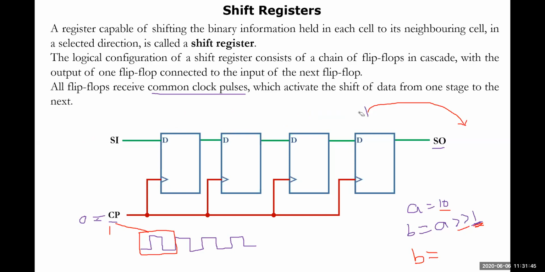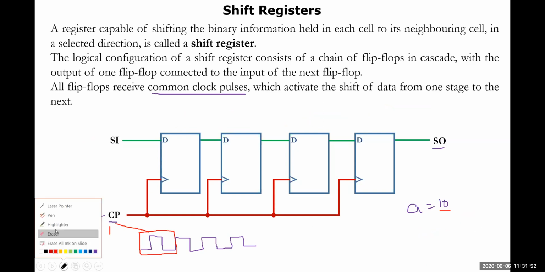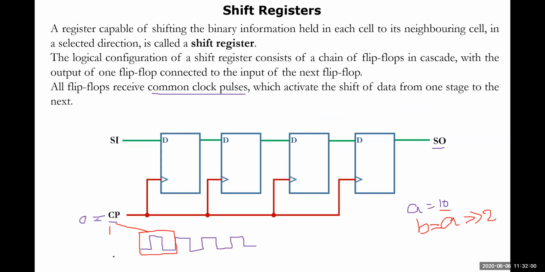Let me eliminate this one for the time being. So let me consider something like this. A will be equal to 10, and B will be equal to A right shift of 2. What exactly does A right shift of 2 mean? It may take from here to this, up to this particular amount of time. This is 1 clock pulse, and this is a second clock pulse. What exactly will happen here?